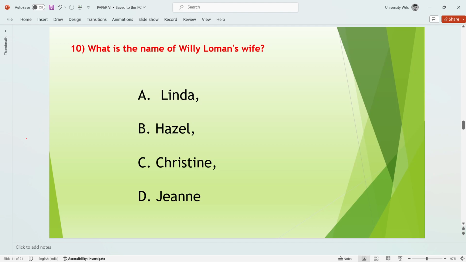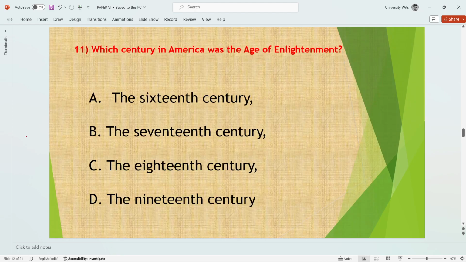So basically you need to read this work, and let's talk about the next question: which century in America was the age of enlightenment? As we know, there were two ages, the Puritan age and the Enlightenment age. The options are the 16th century, the 17th century, the 18th century, and the 19th century. Which one is the correct answer?